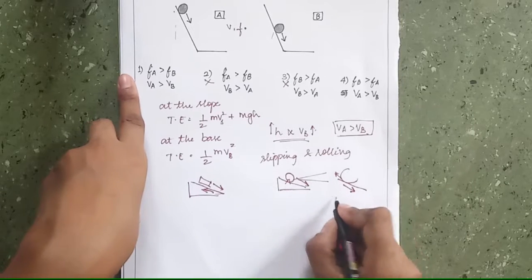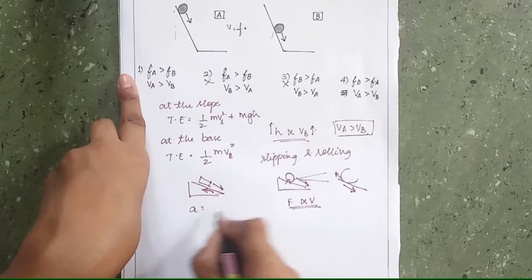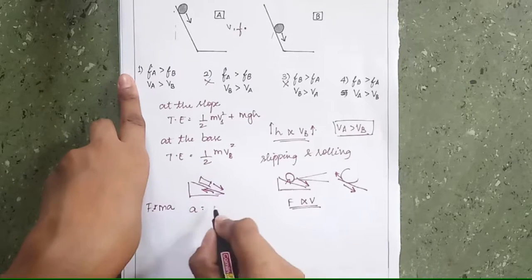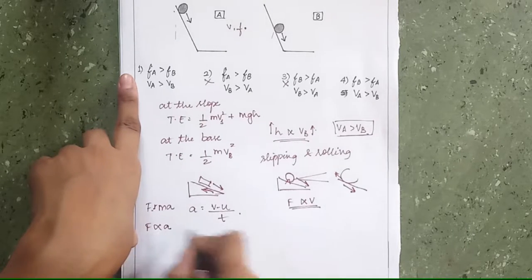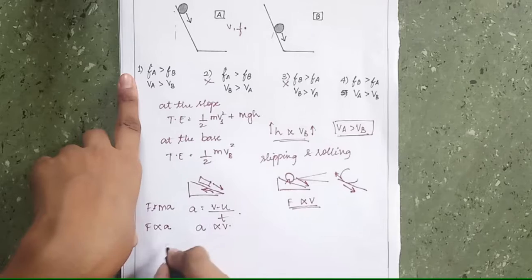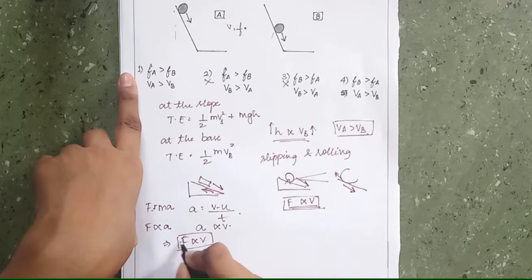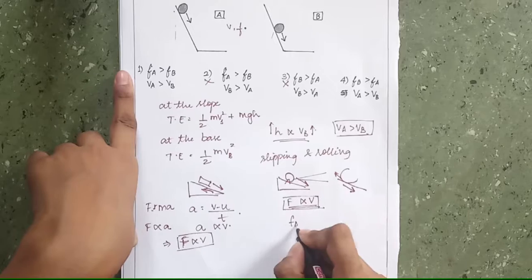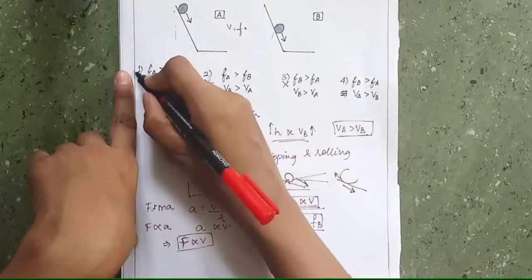So here F is actually proportional to V. This can also be proven from acceleration. F is equal to ma, and a is (V minus u) by t. So here we see that F is directly proportional to a and a is directly proportional to V. This gives F is directly proportional to V. Okay, so these cases prove that the frictional force will also follow the same pattern as that of velocity. That is, Fa is going to be greater than Fb. Therefore, option 1 is the right option.